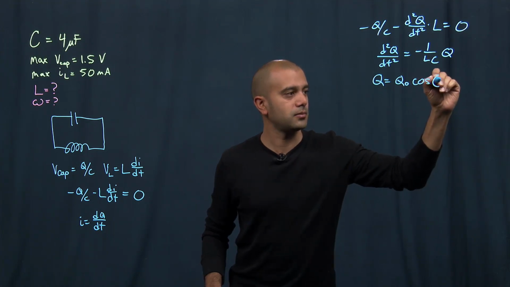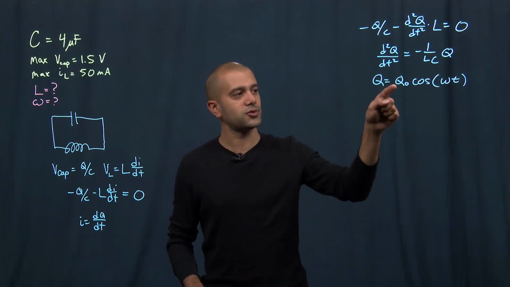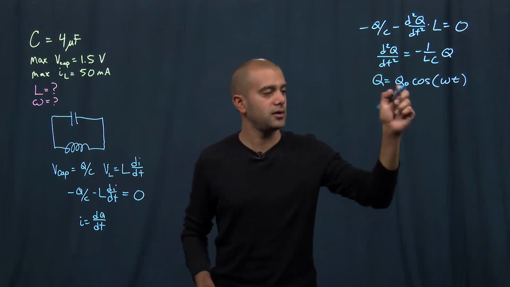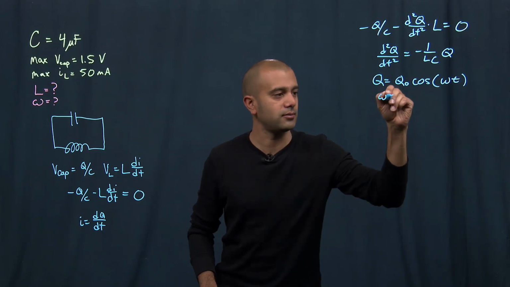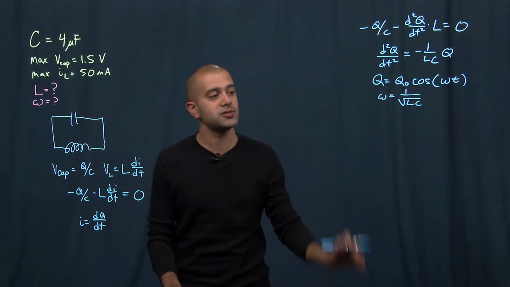So one solution to this is a cosine of some constant times time. And if you take this derivative twice and then plug it into this equation, you'll find out that to make this equation work, you have to have omega equals 1 over the square root of LC. So this is one solution to this problem.